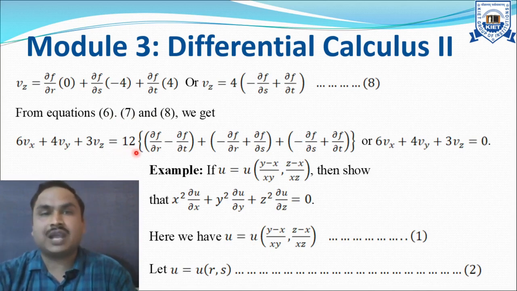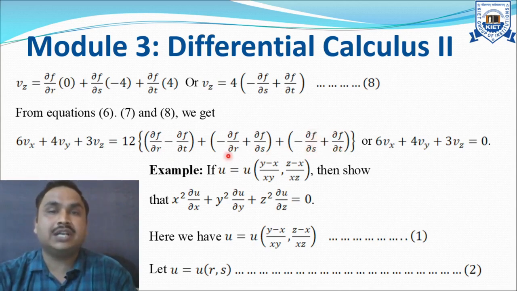in each term we have 12 common, so we take 12 common, and inside the bracket we get del f over del r minus del f over del t plus minus del f over del r plus del f by del s plus minus del f over del s plus del f over del t.